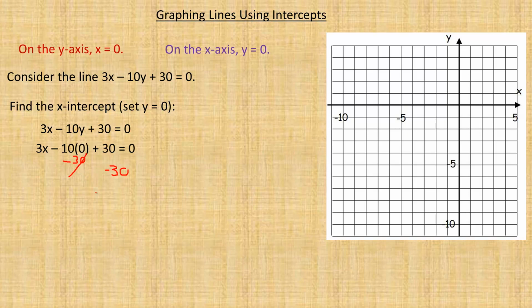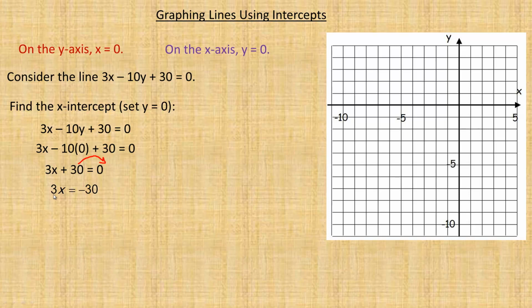You'll see some teachers will write something like this. We'll bring this 30 over here, and so it becomes negative 30. Okay, they're different. Some people don't like that too much, but it really essentially is what happens when you subtract 30 from both sides. So now I isolated the 3x term. Now I want to isolate for x.